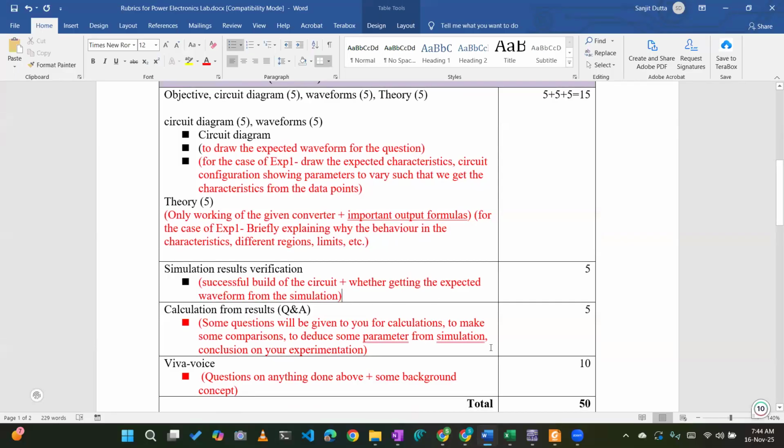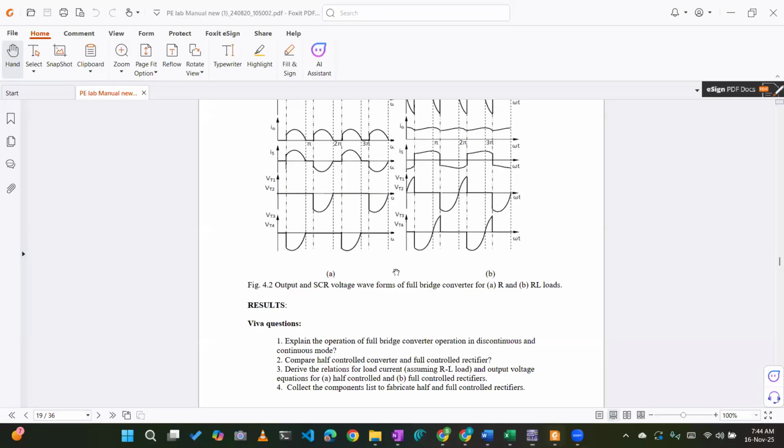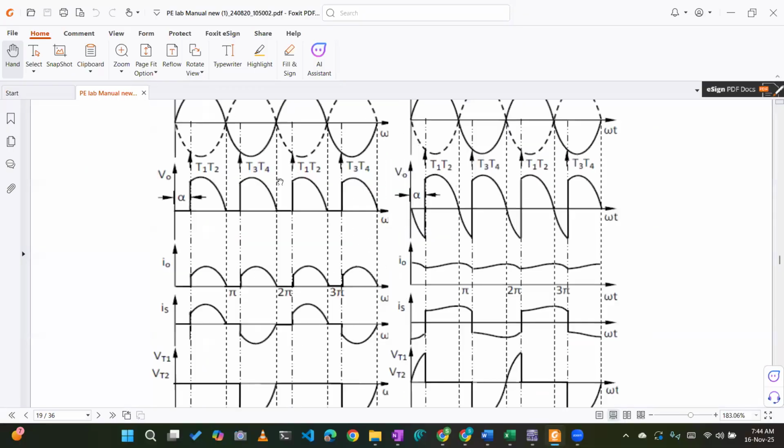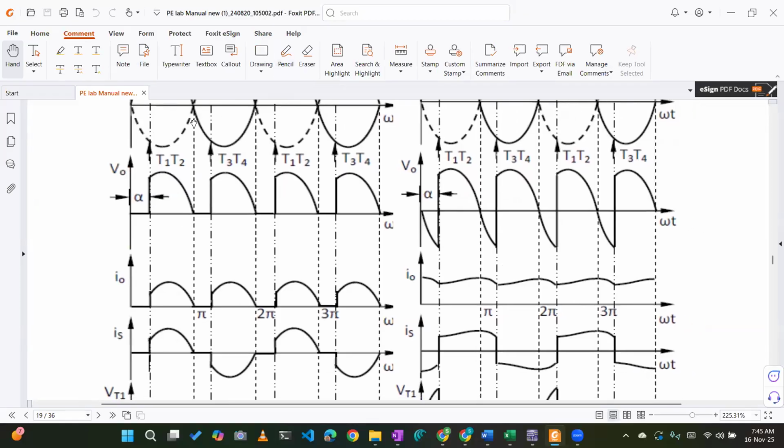Simulation result, how to simulate, come to this point. We were discussing here last time. Any converter you make, you press the power section first, then the control section. What is the control section? This pulse voltage. For a full wave controlled rectifier, you need two pulses. One pulse is for T1, T2. Another pulse is for T3, T4.